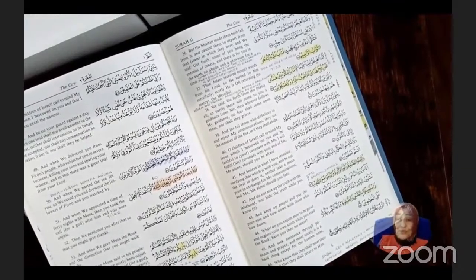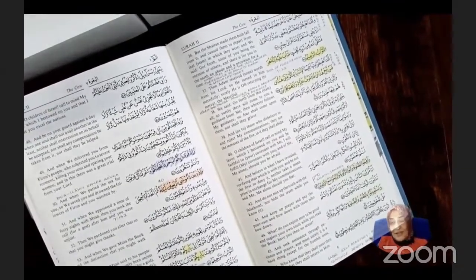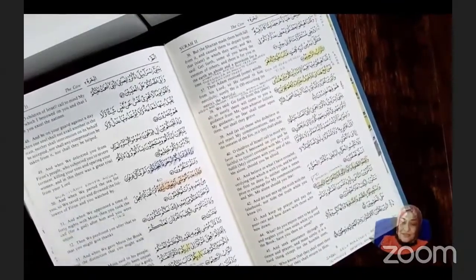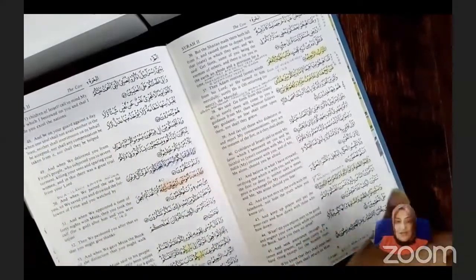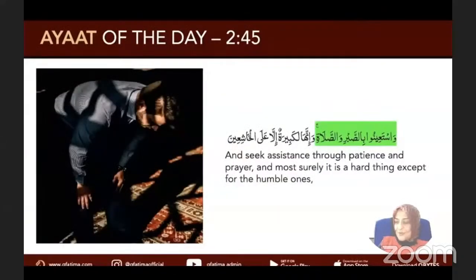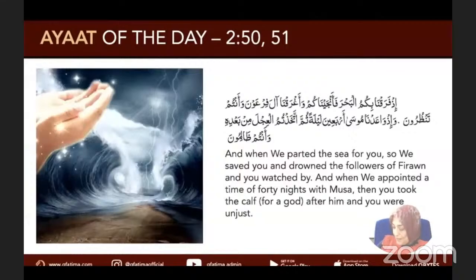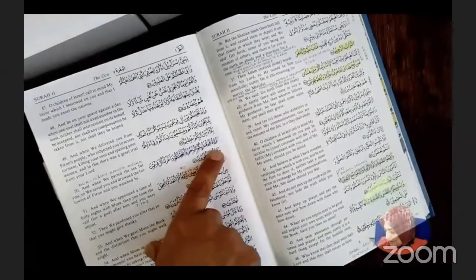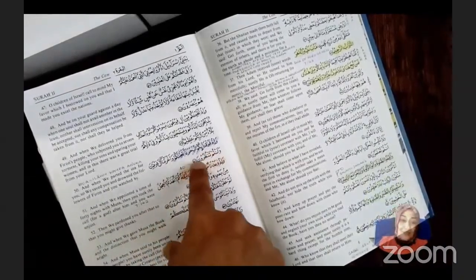And he says, if you want help, and remember I talked about isti'ana. Isti'ana is asking help for something I'm already doing. He said, ask help through sabr and salah. So I've highlighted that. Right, let's go to the next one. This is ayah 50 and 51. Okay. I'll go back so you can see. This one I've done in blue because it's the sea.